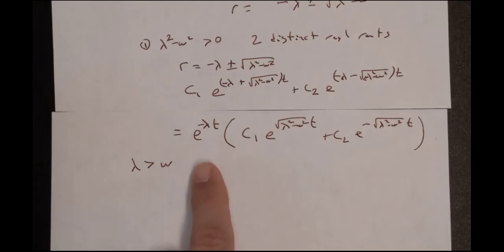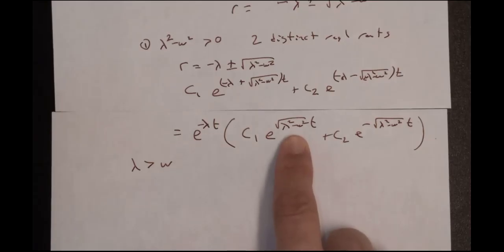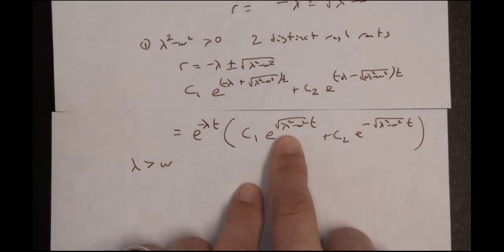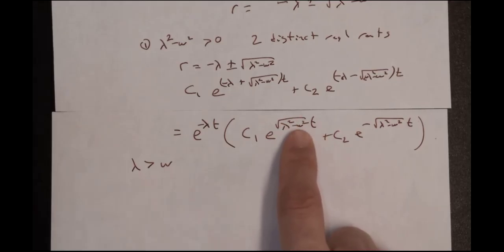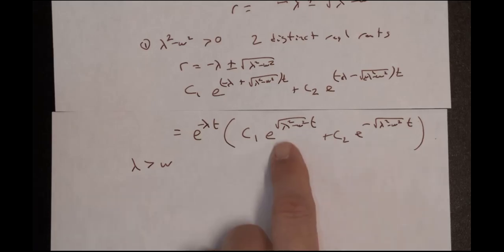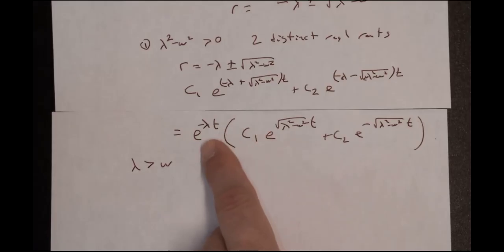It gets smaller. And this is less than e to the lambda, isn't it? Because lambda is bigger than w, lambda squared is bigger than w squared. That means this square root is smaller than lambda, because that would be the square root of lambda squared. And we took something away. If this is smaller, then this is going to be more powerful.